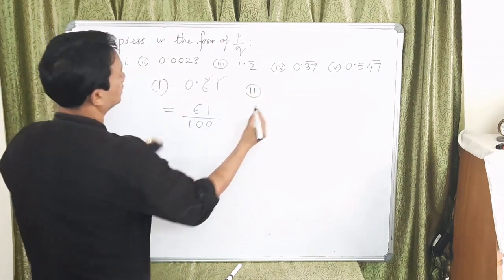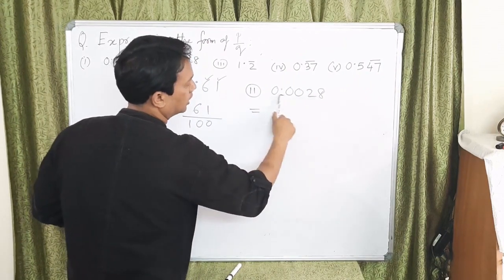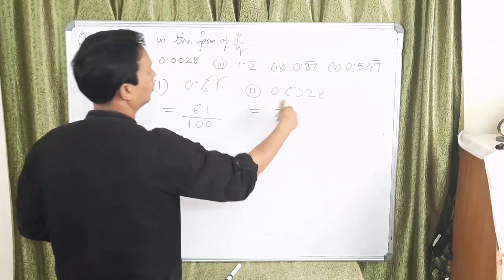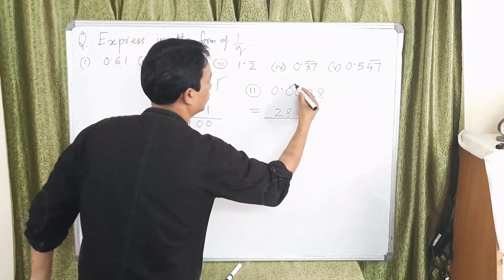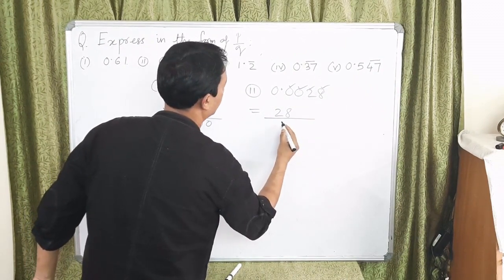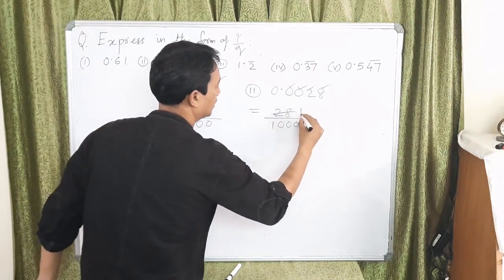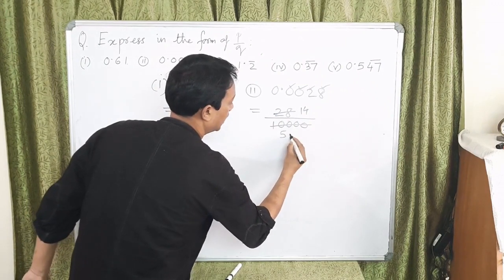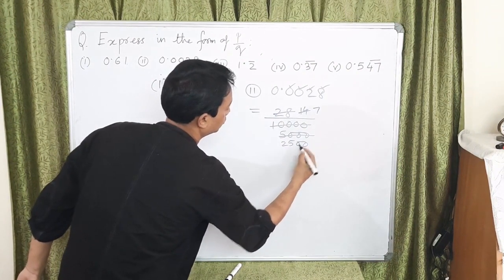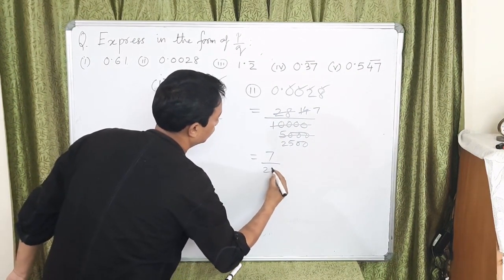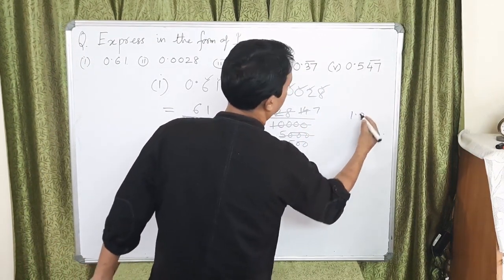Then if you take the second one, we have 0.0028. If you write only the number, it's 28. Without looking at the decimal, it's 28. So 28 divided by, now count after the decimal: 1, 2, 3, 4. So we have 4, so we'll put 4 zeros and 1. Now we can cancel in this case, two even numbers. 2 14s are 28, 2 5s are 10 and 3 zeros. Then 2 7s are 14, 2 2s are 4, 2 5, 2 0, 2 0. So we have 7 by 2500.